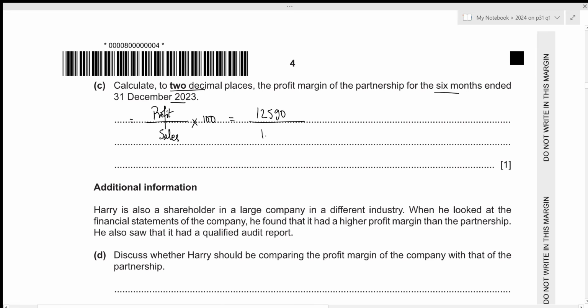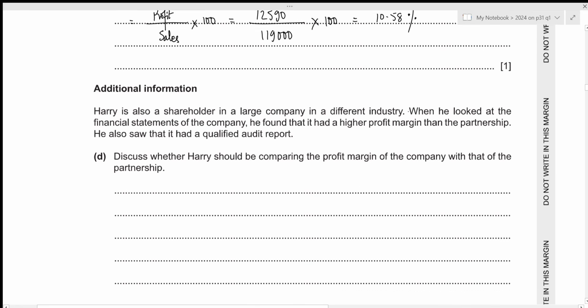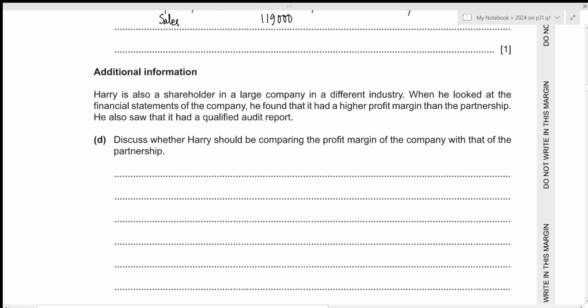12,590 divided by 119,000 times 100, which results in the value of 10.58. That's the profit margin. Now we have additional information. Harry is also a shareholder in a large company in a different industry. When he looked at the financial statements of the company, he found that it had a higher profit margin than the partnership. He also saw that it had a qualified audit report. Qualified audit report means that the financial statements does not show a true and fair view of the company.